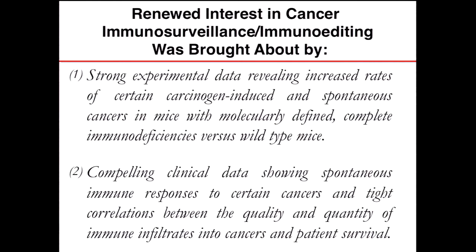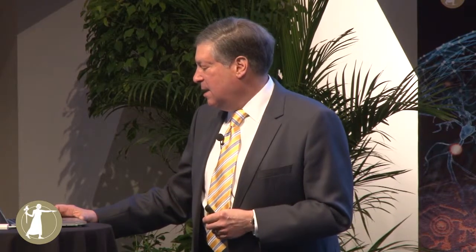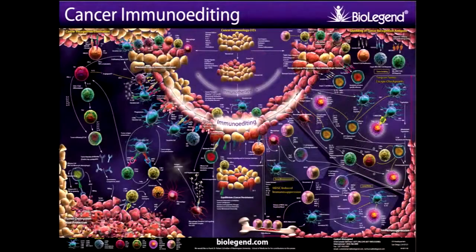And very beautiful work by Jerome Galon and Wolf Fridman in Paris has shown, in fact, that you can often predict the outcome of a cancer patient's clinical course by looking at the quality and quantity of immune infiltrates into their tumors. And so together, this work basically has led to an acceptance of the concept of cancer immunoediting. And a great deal of work has gone on since in terms of looking at all the other cells and molecules that are involved in the process.